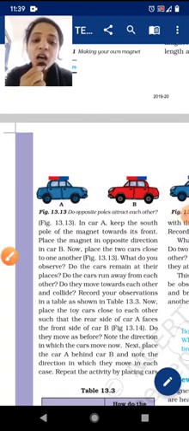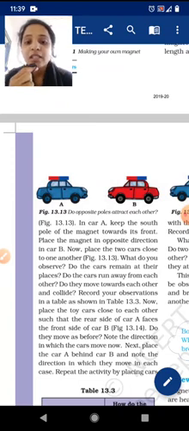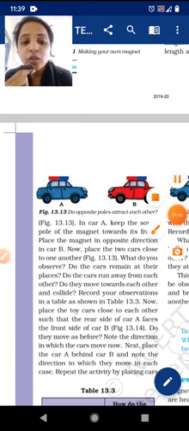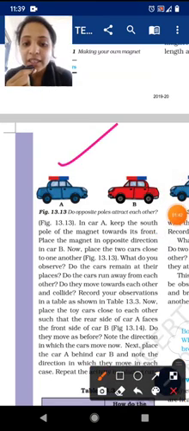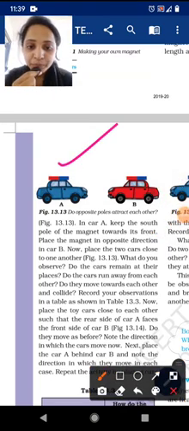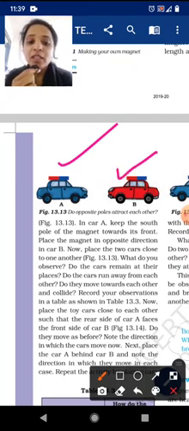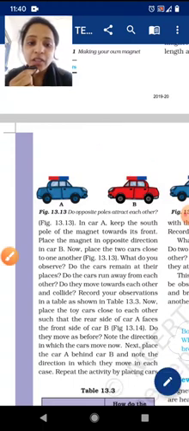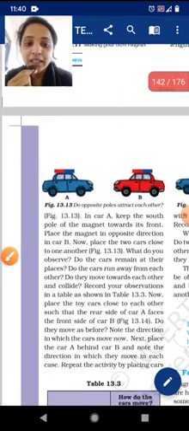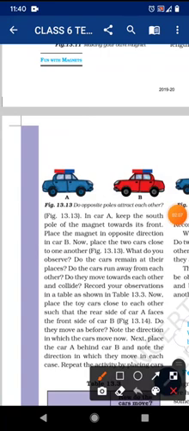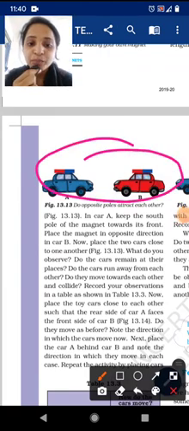In car A, keep the south pole of the magnet towards its front side. See, in car A, they have kept the south pole of the magnet towards the front side. In car B, place the magnet in the opposite direction. Now place the two cars close to one another as in figure 13.13. We have to place the two cars near to each other. See, they are both placed together.